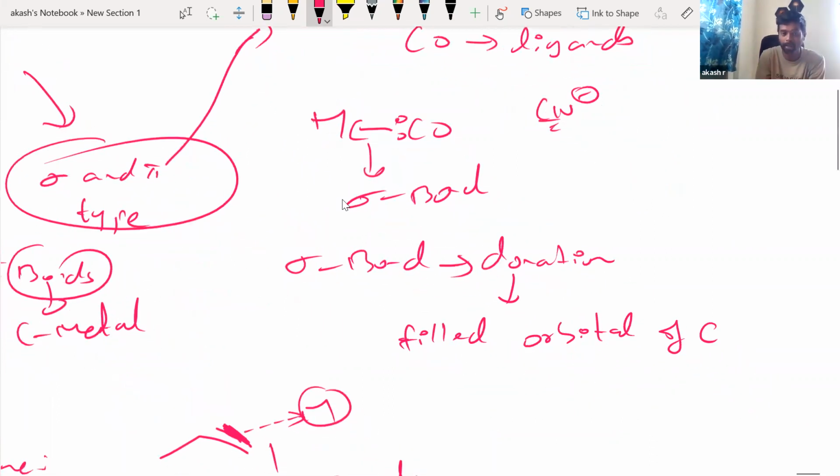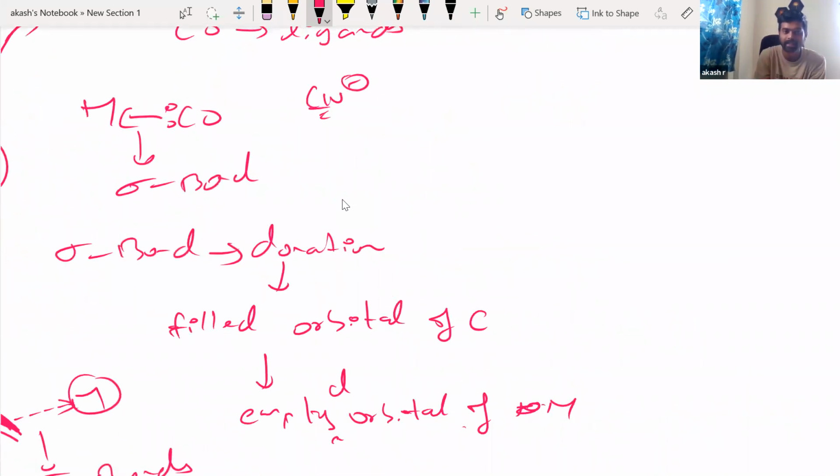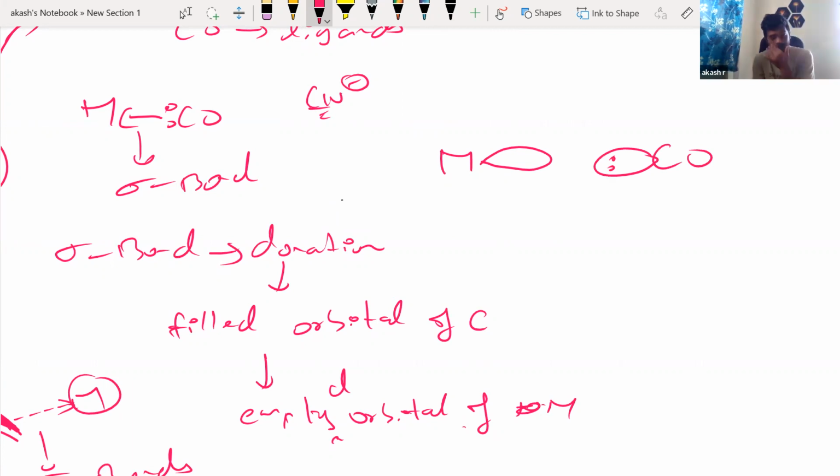That filled orbital of carbon is donating electrons to the empty orbital of your metal. This is the empty d orbital of the metal. You can write empty d orbital of the metal. Is it not? Now I can easily show this also, right? Say we have the metal which is having an empty orbital, and we have carbon monoxide which is having your electron present. Okay, now those two are going to come together.